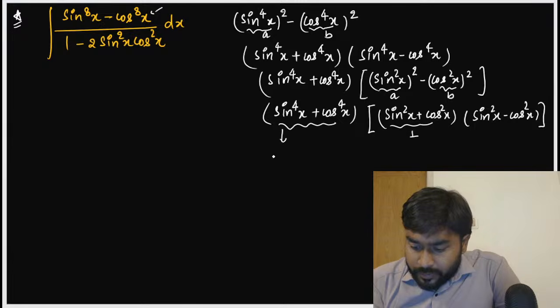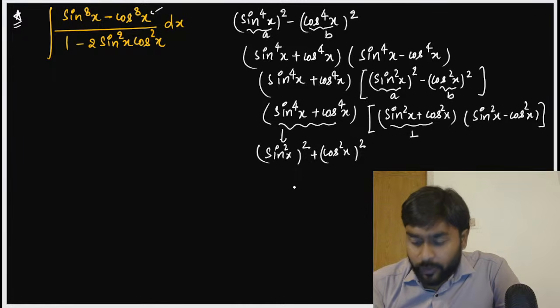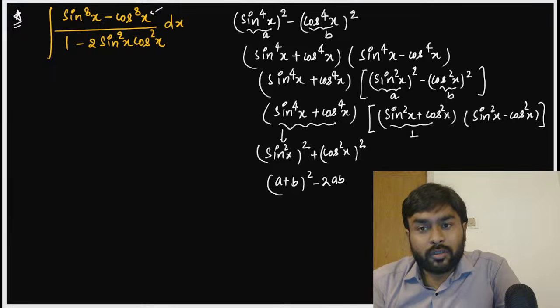This you can write sine square whole square plus here cos square whole square. Okay, so a square plus b square is the same as (a plus b) whole square minus 2ab. Okay, minus 2ab.